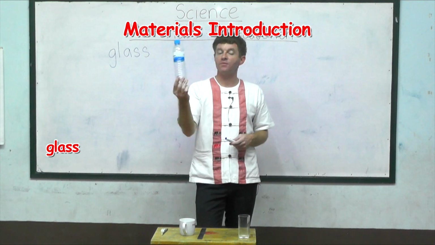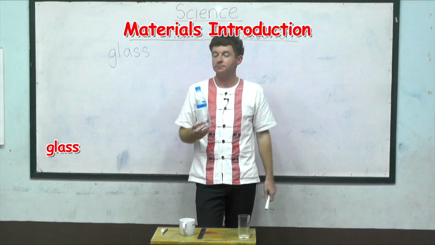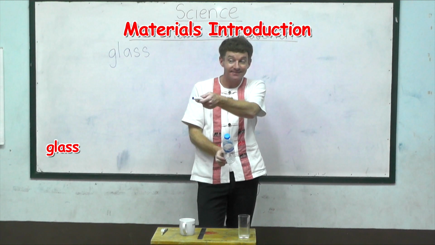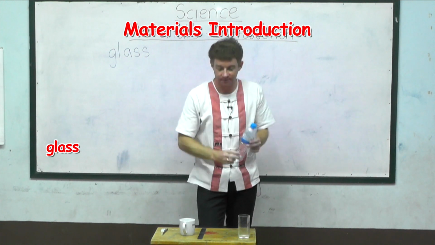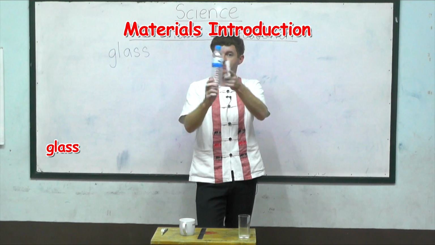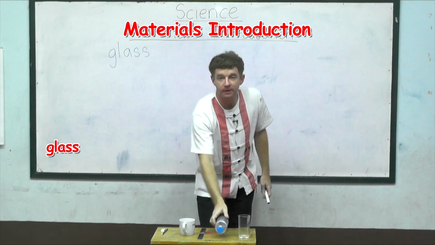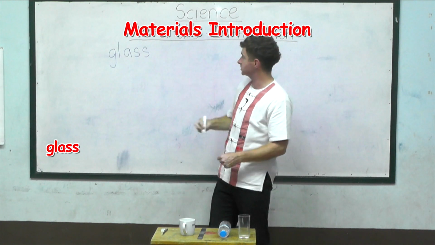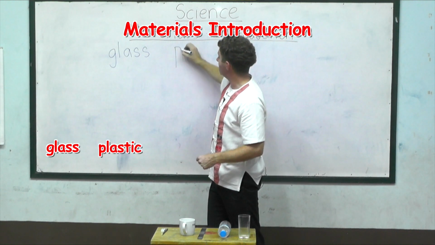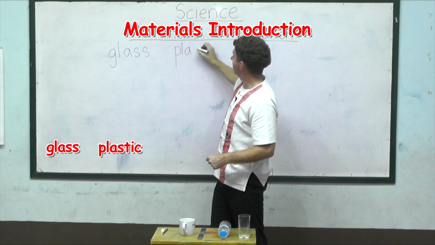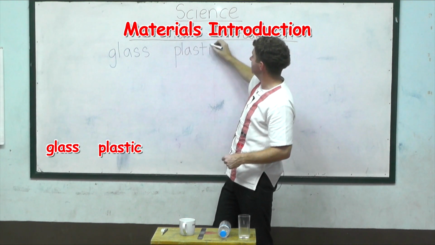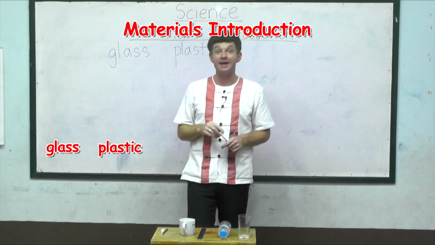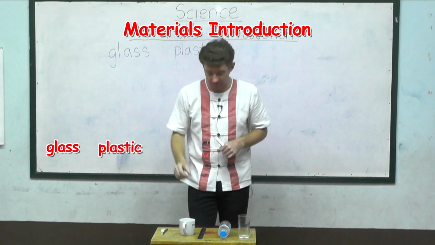Well, who can tell me what this is? It's a bottle. Is it made of glass? No. Again, plastic. You see? Glass, plastic. These are what we call different materials. So we have plastic. P-L-A-S-T-I-C. Okay. Each of the different items on my table are made from a different material.